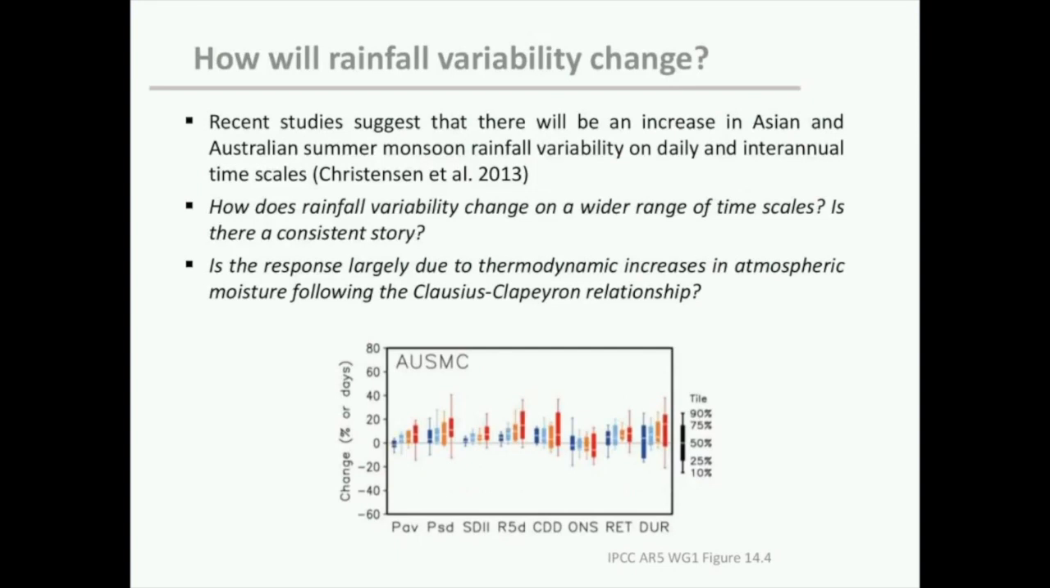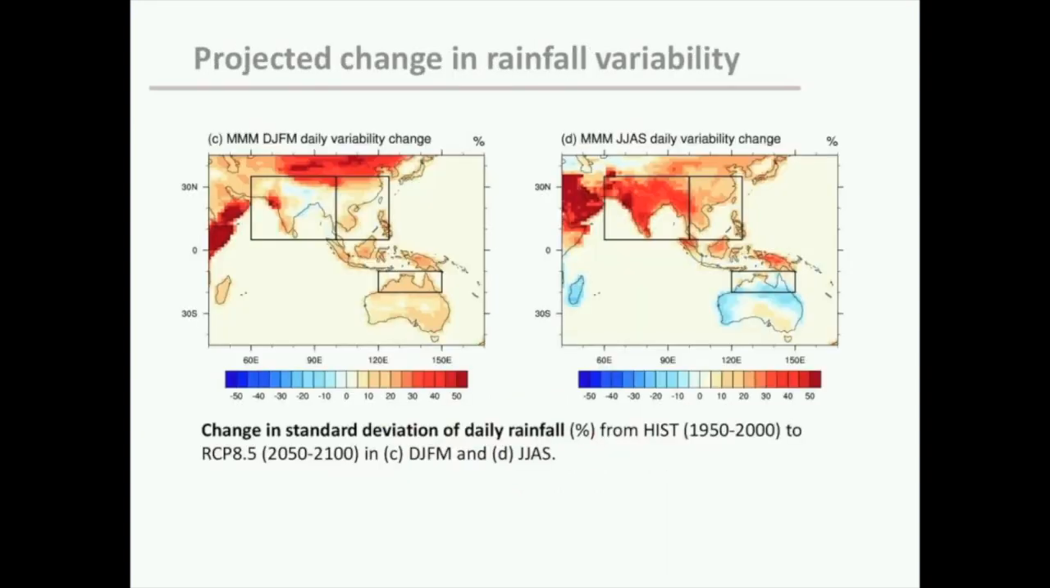And they found an increased variability, both daily and interannual rainfall for Australia and for other monsoons. But we wanted to know whether this increase in variability applied on a wider range of timescales. So we want to go to a full range from daily through to decadal. And we want to ask whether this increase in variability is largely due to a thermodynamic increase in atmospheric moisture, just a simple Clausius-Clapeyron relationship with the warmer atmosphere holding more moisture.